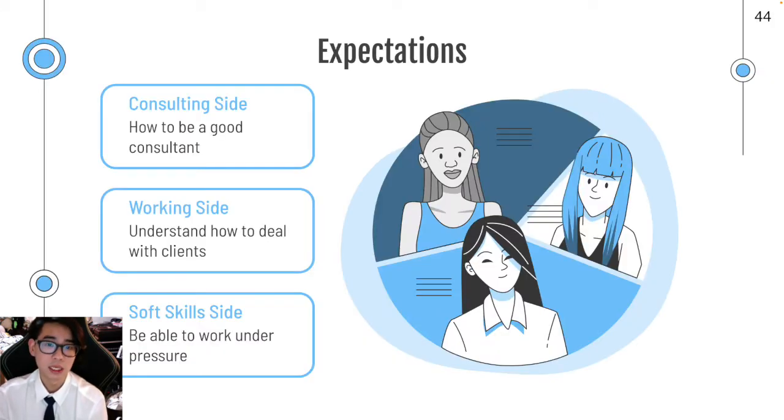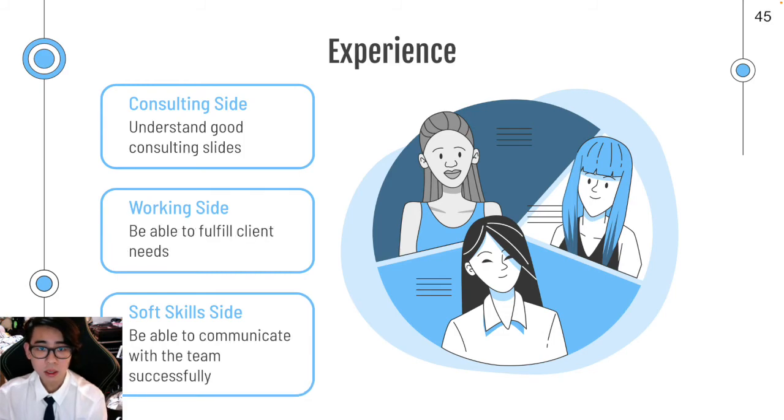First up, we have expectations. When I first started, I wanted to know how to be a good consultant. On my working side, I wanted to understand how to deal with clients. On my soft skills side, I wanted to be able to work under pressure. For experience, I understood how to make good consulting slides. This is on the consulting side. On my working side, I understood how to fulfill clients' needs. On my soft skills side, I was able to communicate with the team successfully.